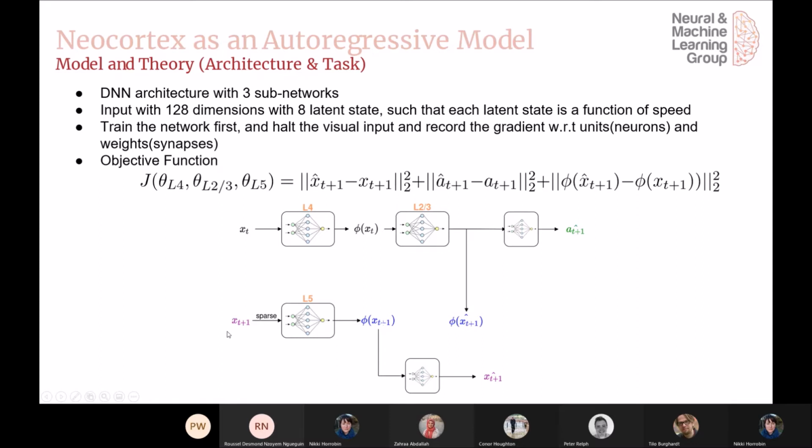The reason that we're passing a sparse input is that there is evidence that layer 5 is receiving a sparse projection from thalamus, because we know that layer 4 is receiving most of the projection from thalamus, but layer 5 is receiving very sparse input. You can think of this sparse input as a kind of data augmentation, if you're familiar with it from self-supervised learning and computer vision.